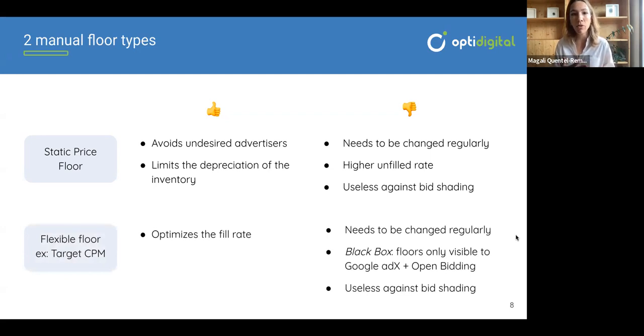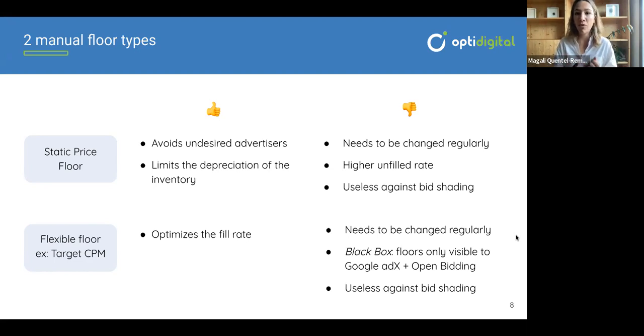Another type of manual floor is a bit more flexible. In Google Ad Manager, you see it as target CPM. The objective of this flexible floor is to give some flexibility to Google only, to let Google offer your inventory a bit below the target CPM that you have set up when Google finds that there is an opportunity to sell it. If and only if at another moment during the day or the week, Google will be able to sell it at a higher price in order to compensate and ensure the target CPM. So it's optimizing the fill rate, theoretically.